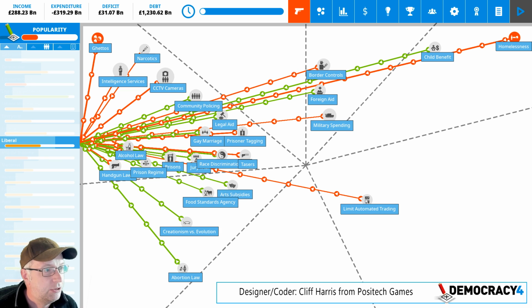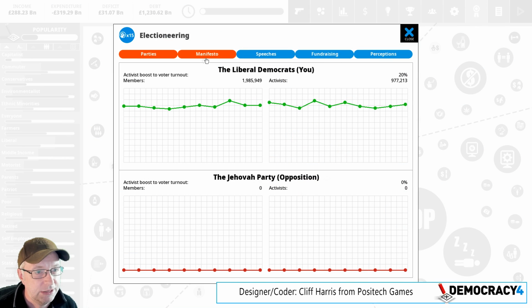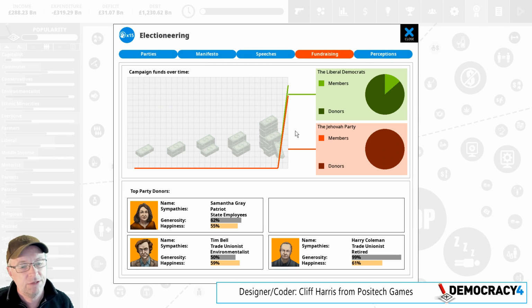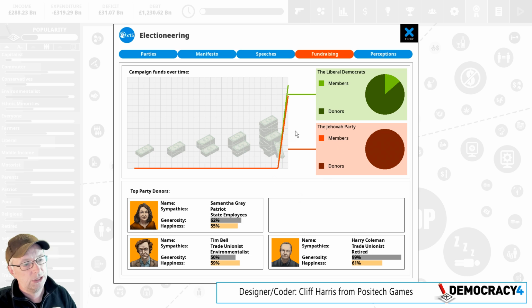Let me point you at the donors, the pictures of the donors. So with fundraising, you're raising funds from members of your party, which I want to talk about in a minute, but you're also raising money from wealthy donors, and the reason I mention that is that that's me.